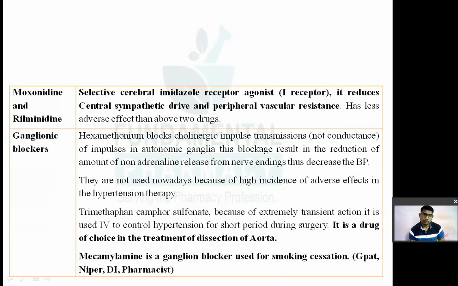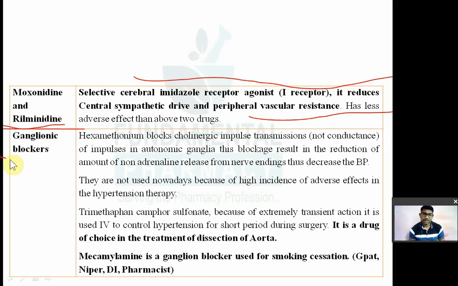The next one is moxonidine and rilmenidine. These are known as selective imidazole receptor agonists, selective cerebral imidazole receptor agonists, that is, I receptor agonists. They reduce the sympathetic drive, that is sympathetic outflow, and peripheral vascular resistance. They have less adverse effects than methyl dopa and clonidine.